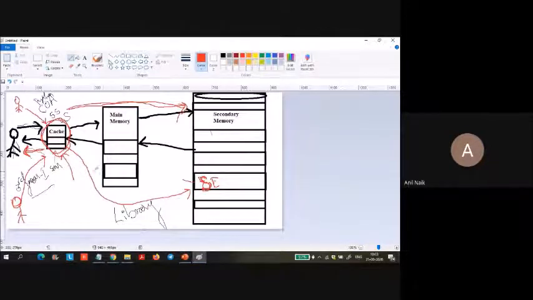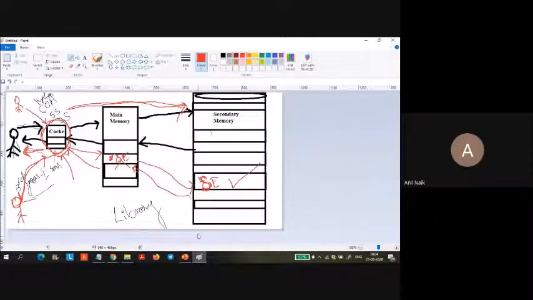He will cross all these paths. He will check in the cache memory. Cache memory is not available. Then he will check in the main memory. Software engineering is not available, because this is not a frequently accessed item, right? Then he will go to the secondary memory. Yes, it is available. Then he will place it in the main memory and in the cache memory, and he will deliver the book to Abhishek.